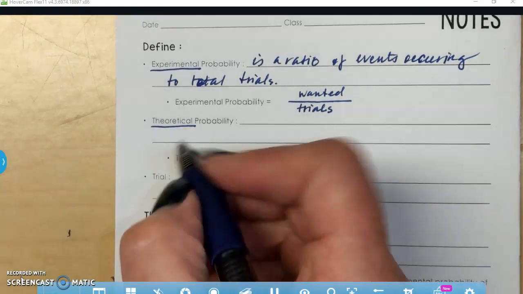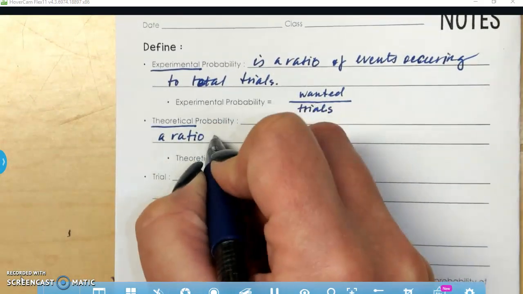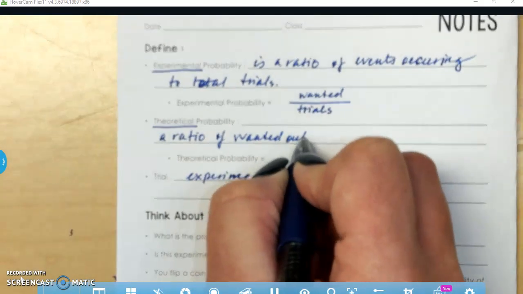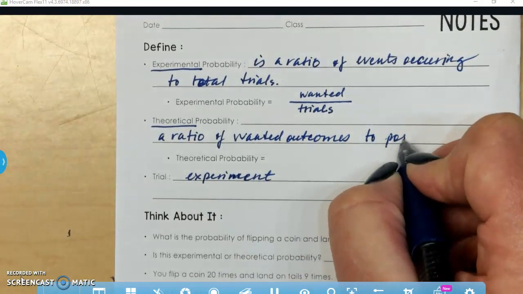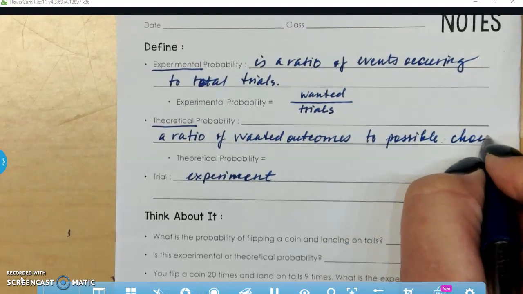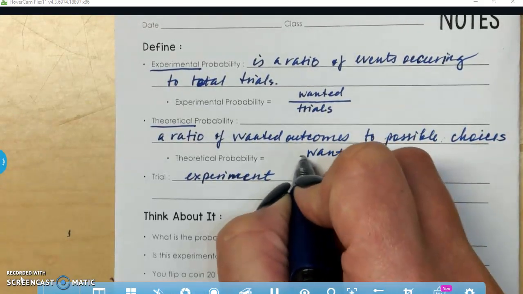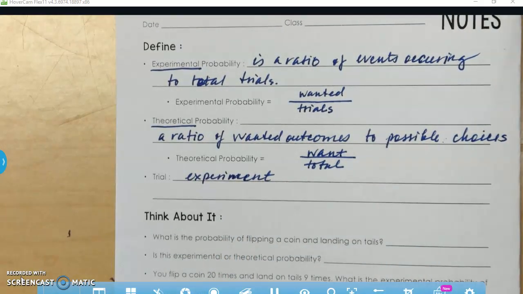Just as a reminder, theoretical probability, we always wrote this as a ratio of wanted outcomes to possible choices. So we would say, I want number 6 versus what are my total number of numbers? How many sides do I have on that cube? How many sections are on that spinner?